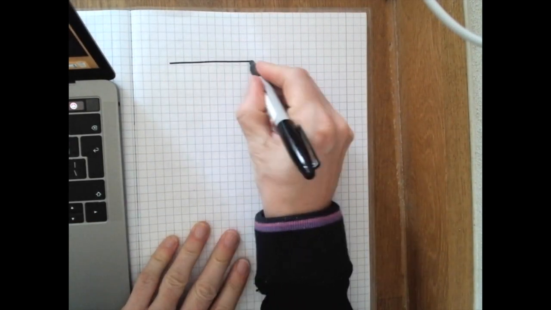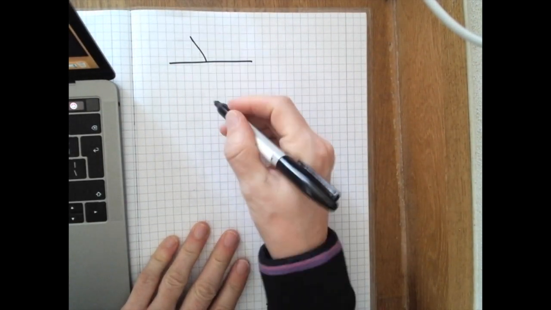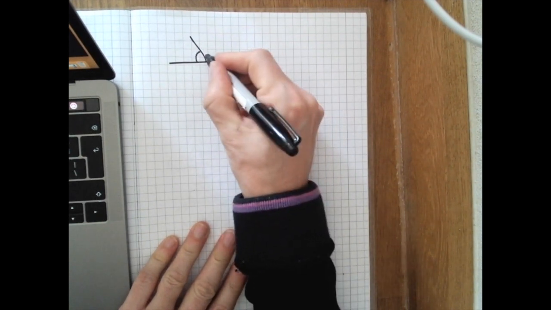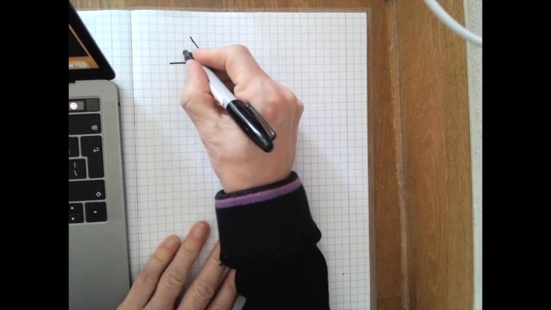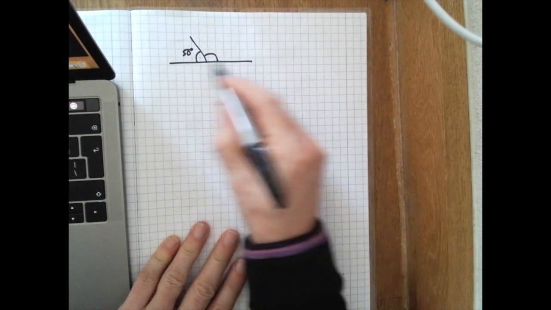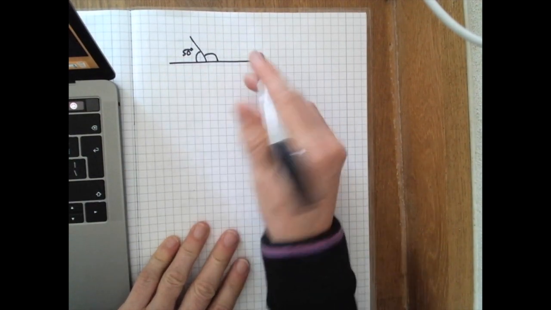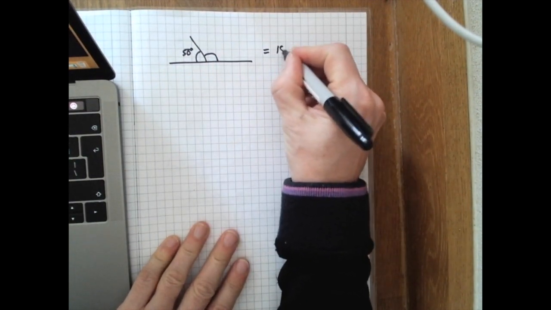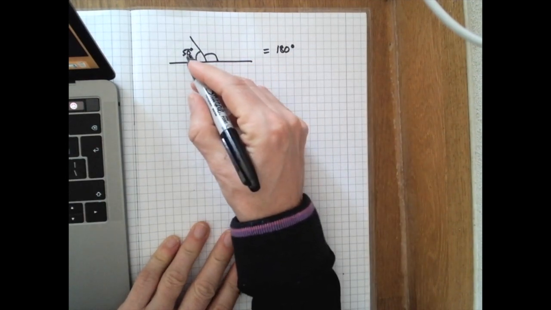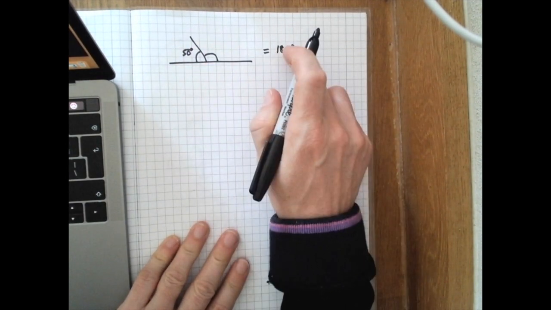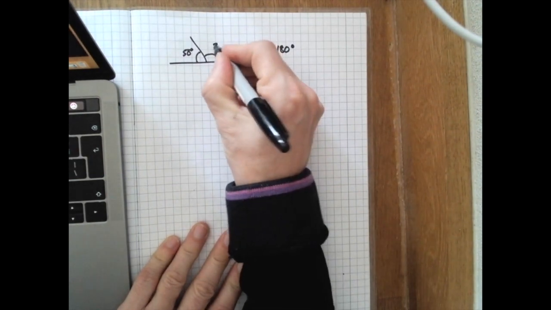Right, this morning we're going to have a go at finding missing angles. The main things we need to think about for this are that any 2 or 3 angles on a straight line, so let's say this one is 50 degrees, any 2 on a straight line will add up to 180 degrees. So if this is 50, 50 plus something is 180.